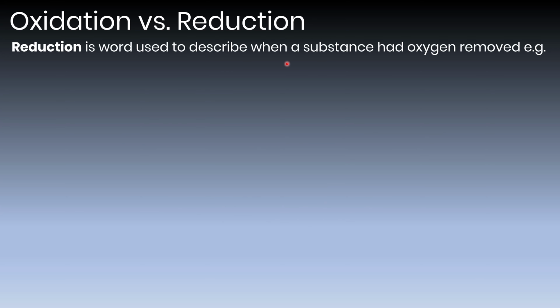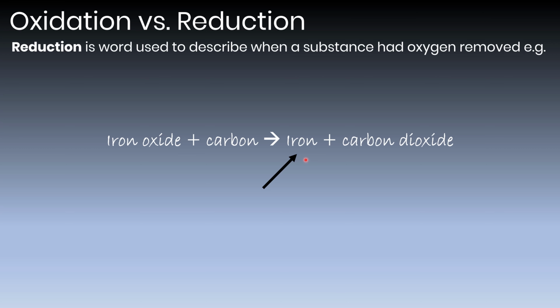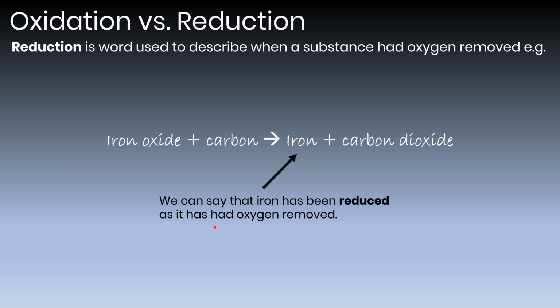Reduction is a word used to describe when a substance has had oxygen removed. This is an equation you haven't seen before, but if we look at the equation, iron oxide plus carbon goes to make iron plus carbon dioxide, we can see from the perspective of iron, it was iron oxide to start with, but now it's just iron. So from the perspective of iron, it has been reduced because it's had its oxygen removed.